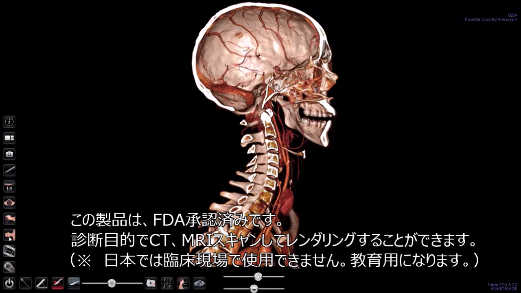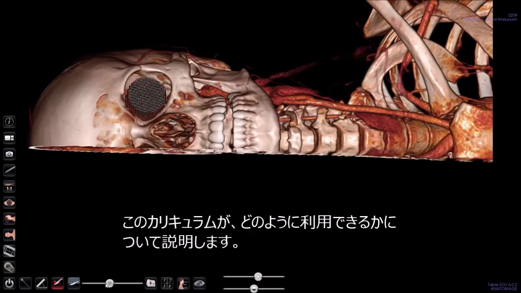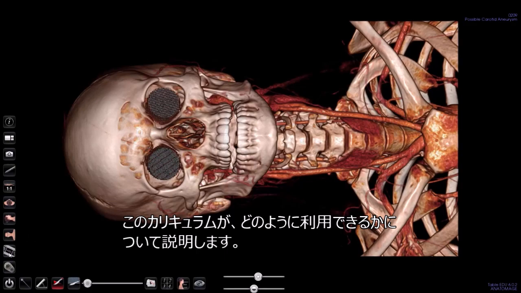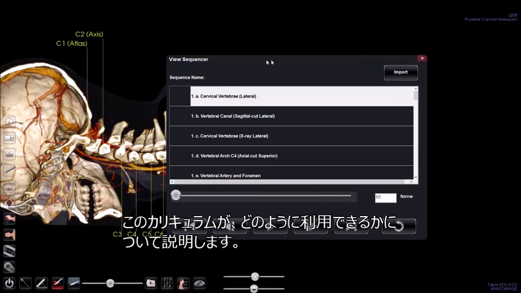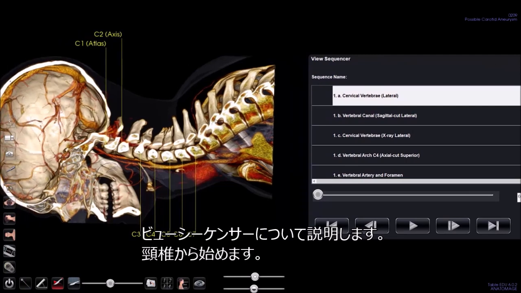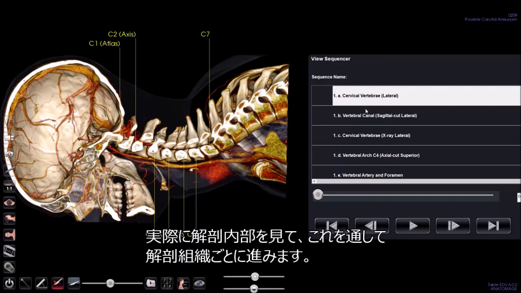Now, what we're here for right now, though, is we want to talk about how this can be utilized in our Anatomage curriculum. So what I'm going to do is I'm going to pull up our view sequencer. With this, we're able to actually take a look inside and go system by system through this. So we can start at the cervical vertebrae.